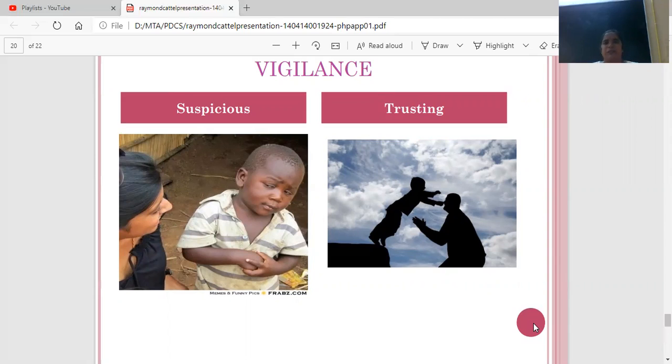On the other hand, being too suspicious, cunningly looking at every person from top to bottom, is also not good. You should have some trust, and you should also be vigilant, a bit suspicious also.